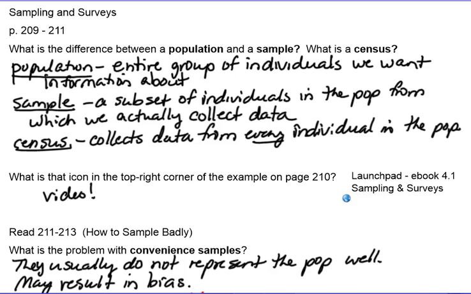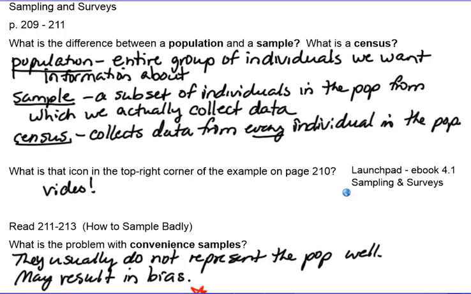For example, I just want to get information about the opinions of people in my statistics class. I would certainly ask everyone. I would take a census. But often that is not practical, so we use a sample from a larger population to collect information that would give us some insight into the population.